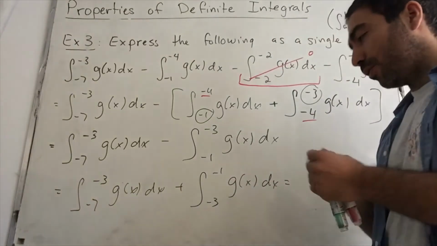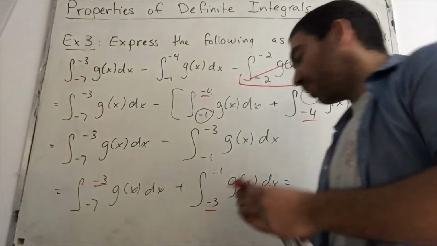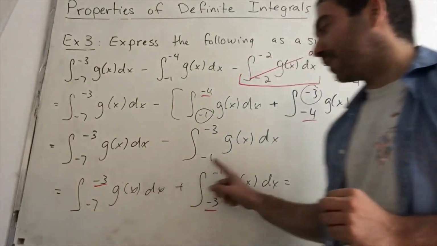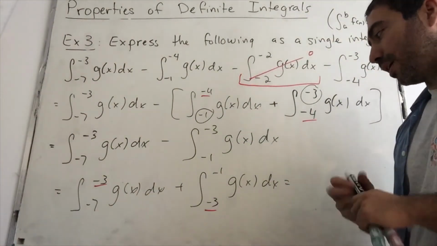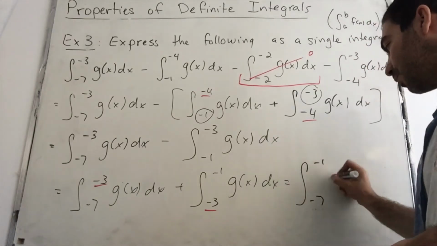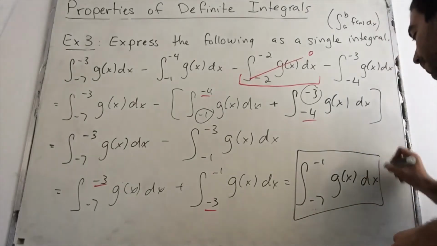And then we ended off with property 6, where the upper bound matches the lower bound, so we could go from the lower bound negative 7 straight to the upper bound negative 1. And that's the final answer. We have the integral from negative 7 to negative 1 of g of x dx, and we reduced it down to a single integral. Okay.